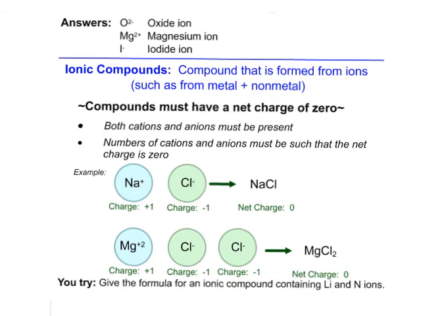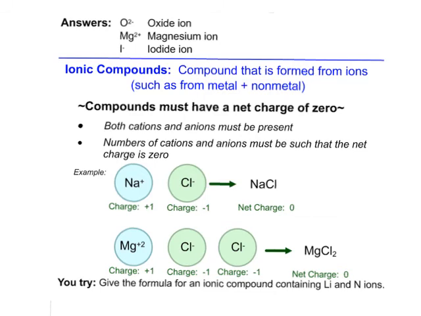So the answers are right here. The oxide ion looks like this: oxygen with a 2- or a -2. You could write it either way. The magnesium ion is a cation with a +2 charge, and the iodide ion just has a negative charge. We don't write the 1 after it.